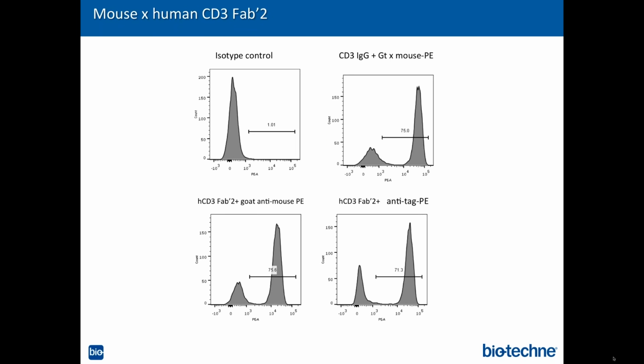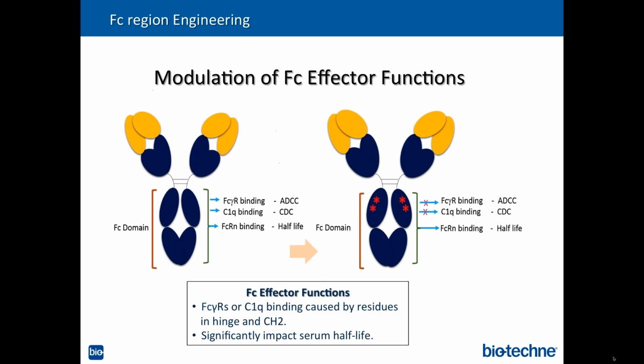Another example is CD3. Again, you get the same result. In this case, there were really no distinguishing features between using a goat anti-mouse PE versus an anti-tag PE. They performed exactly the same as the original full-length IgG.